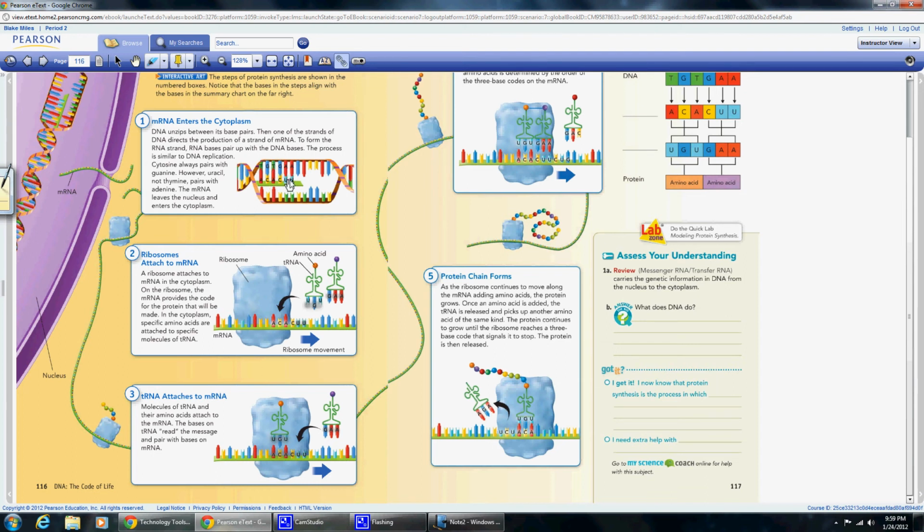Remember, this U shows up because we can't use T's in the RNA, but we still have these T's in the DNA that will code for A's. So this messenger RNA is now allowed to leave the nucleus, and it finds a ribosome. This blue thing right here is called the ribosome.